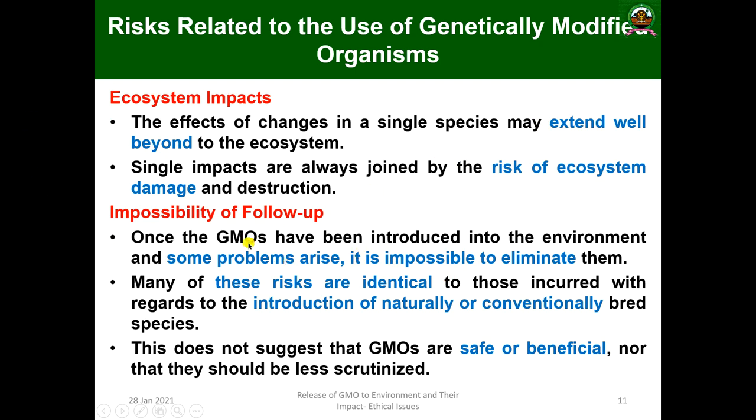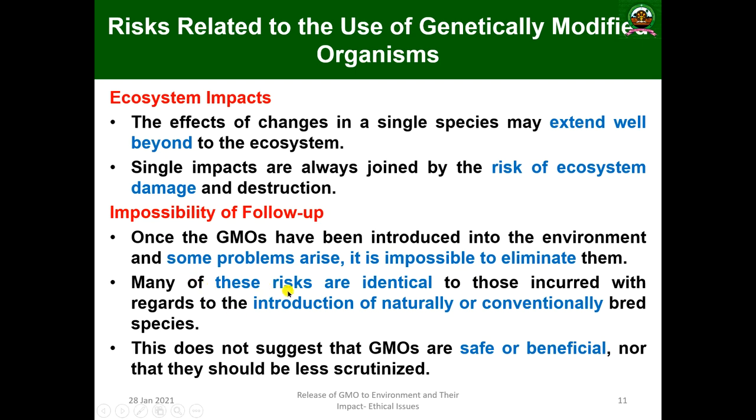Okay, next one is impossibility of follow-up. Sometimes, once problems happen to the ecosystem due to the incoming gene, although there are solutions, it is sometimes impossible to rectify. Once a plant gets this new characteristic and the plant is changed, the entire offspring of that plant will be changed, and we cannot eliminate that plant or the feature from this environment.